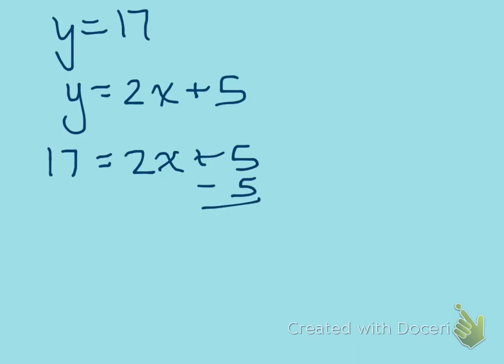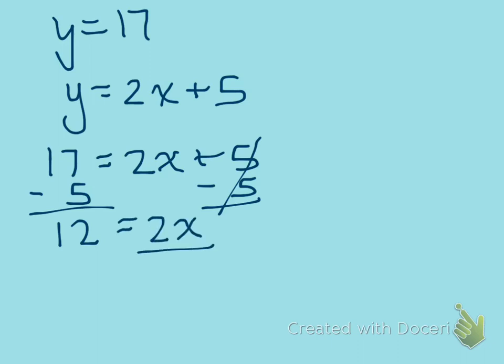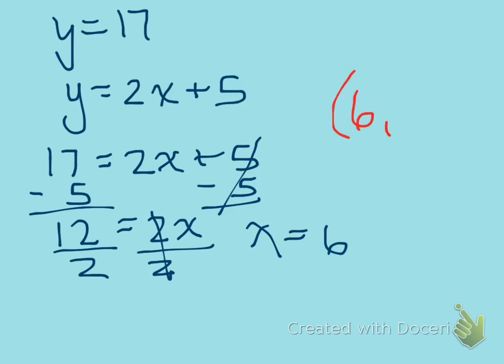I'm going to subtract 5 on both sides. And I get 12 equals 2x. Divide that out, and x equals 6. Therefore, my solution is (6, 17). And I can plug that back into both equations to check my answer.